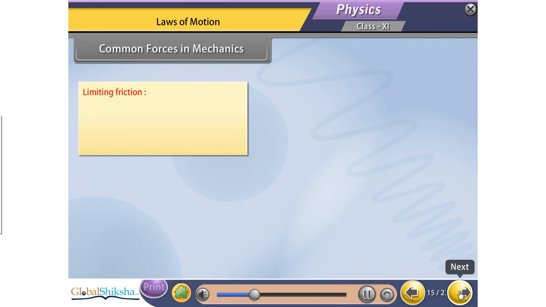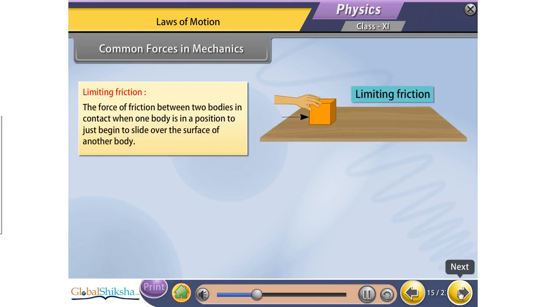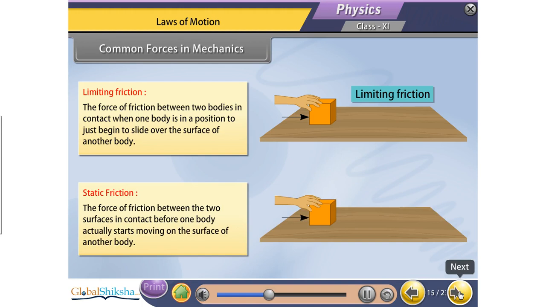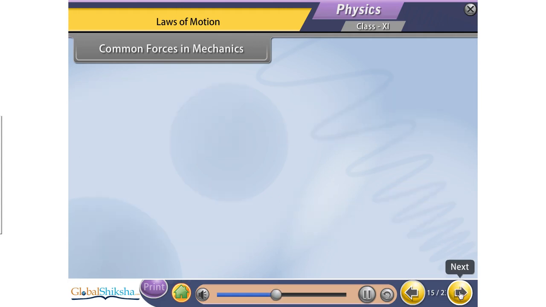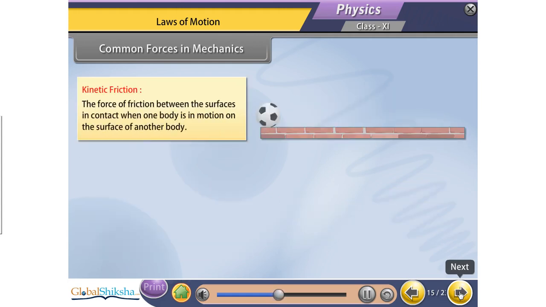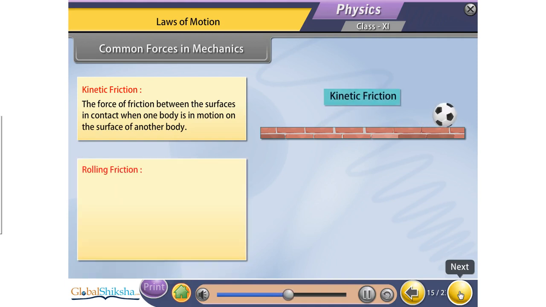Limiting friction. The force of friction between two bodies in contact when one body is in position to just begin to slide over the surface of another body. Static friction. The force of friction between two surfaces in contact before one body actually starts moving on the surface of another body. Kinetic friction. The force of friction between the surfaces in contact when one body is in motion on the surface of another body.